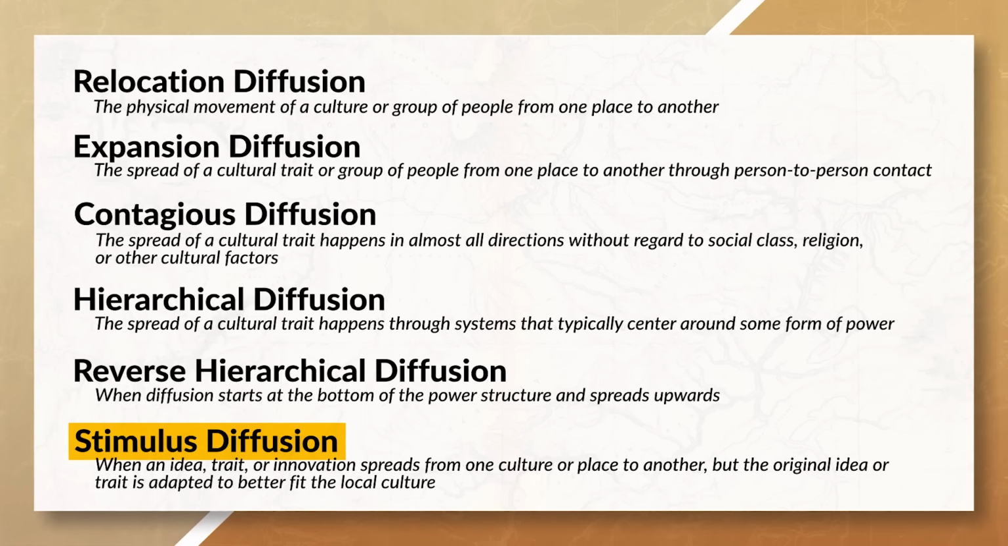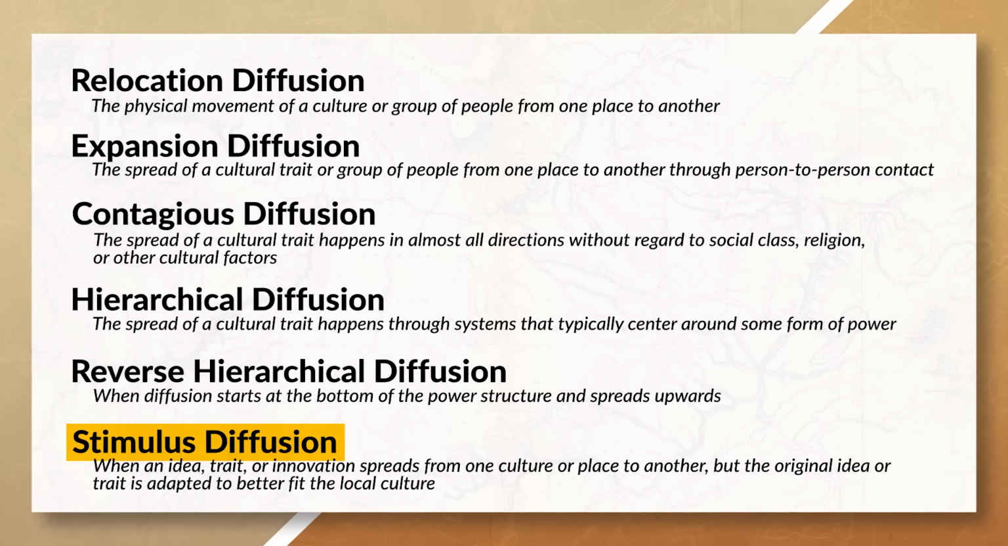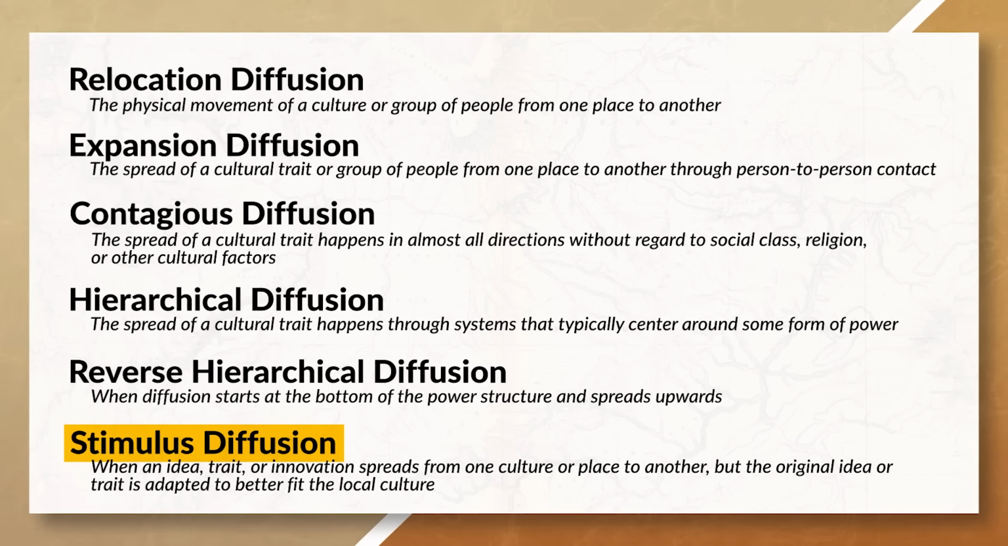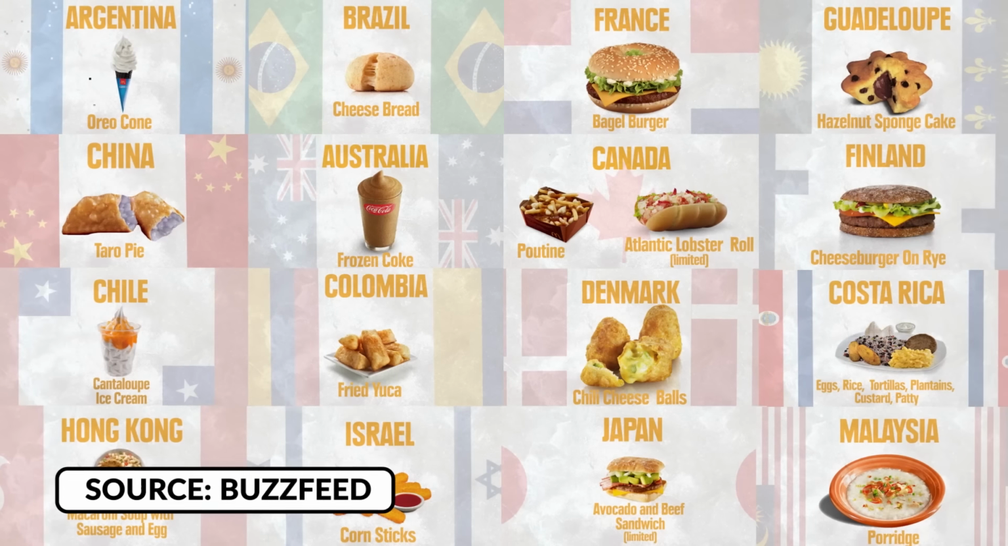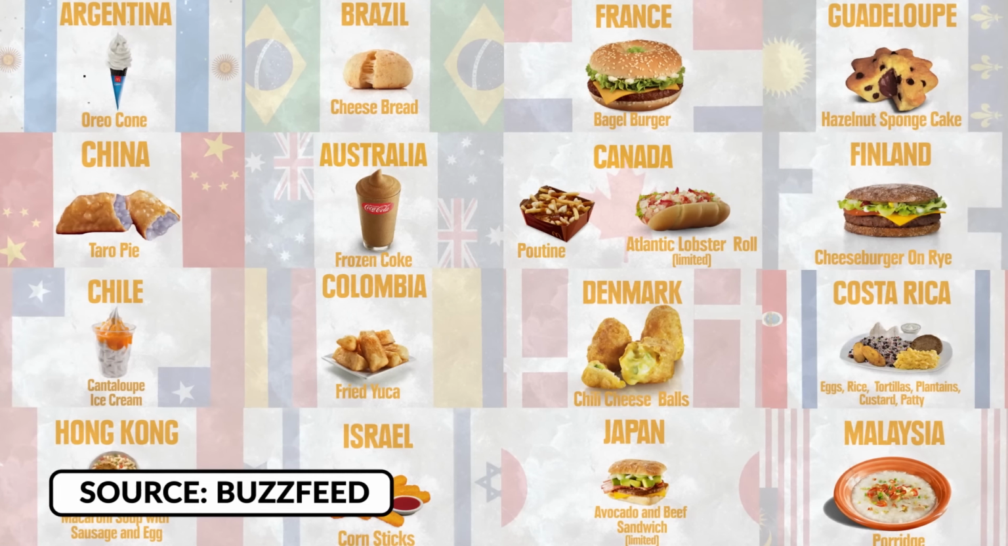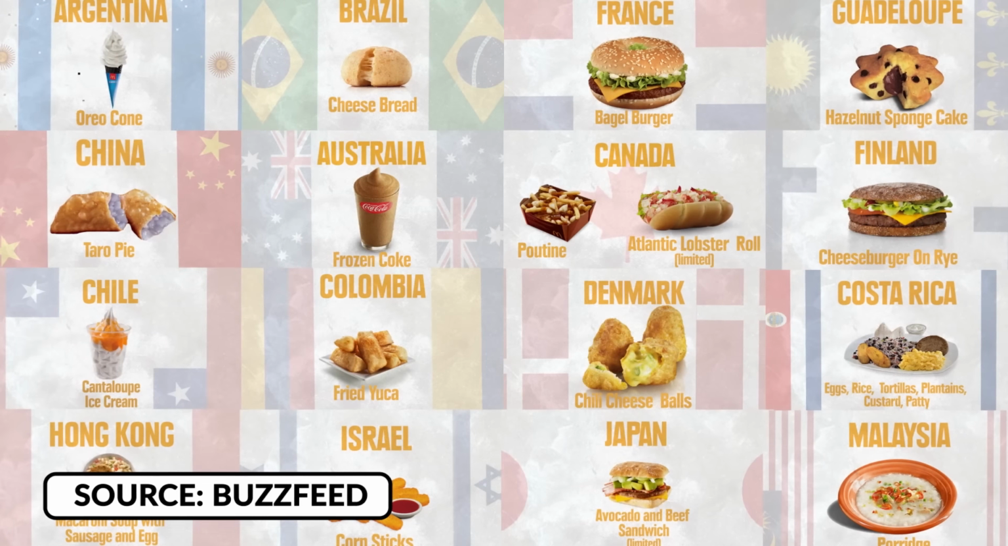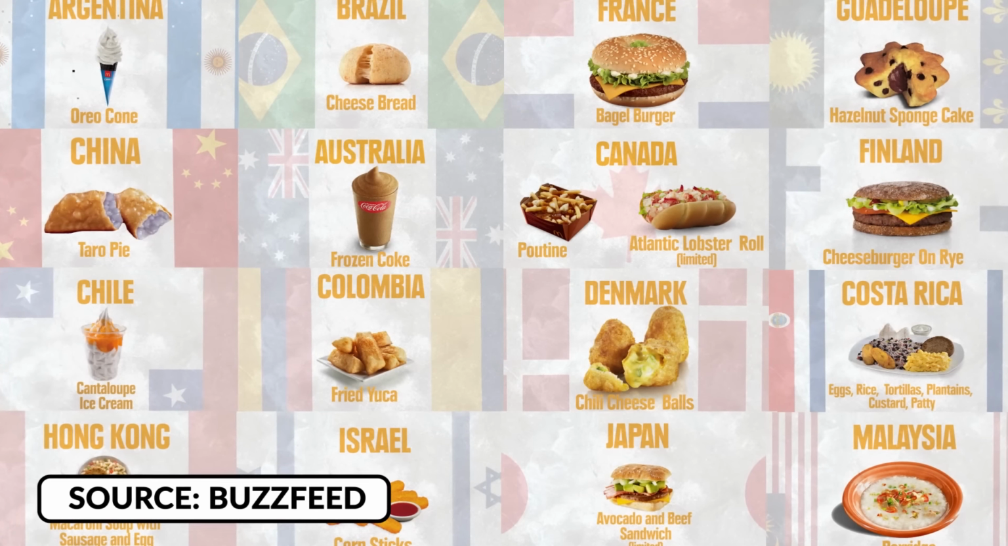The final type of expansion diffusion is stimulus diffusion, where an idea, trait, or innovation spreads from one culture or place to another, but the original idea or trait is adapted to better fit the local culture. Here we can see that the fundamental concept of the trait remains the same. However, as diffusion occurs, the trait takes on different aspects of the environment or the culture to which it is spreading. For instance, McDonald's has diffused around the world. We can see that McDonald's menus and store layouts are often changed to adapt to the local tastes and preferences of the area, but McDonald's itself is still McDonald's.